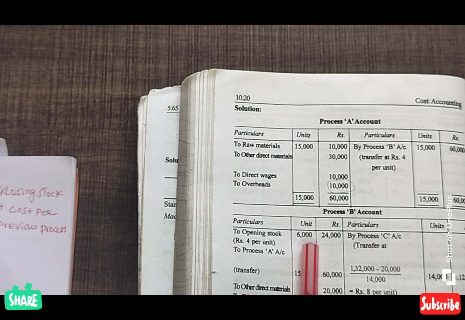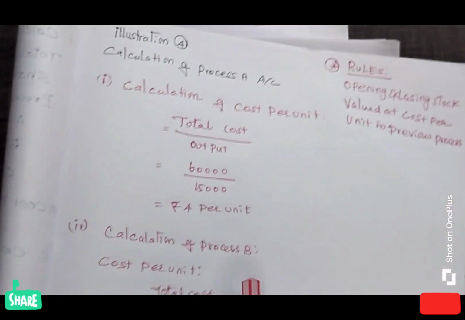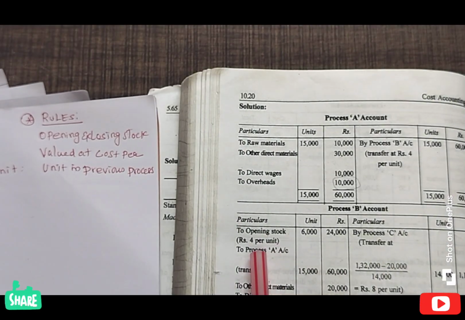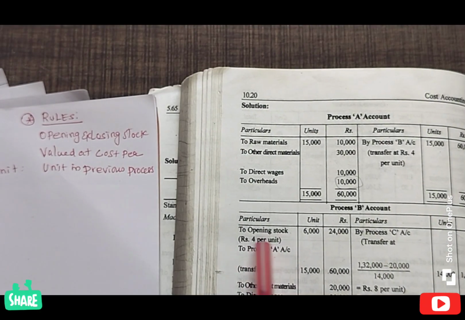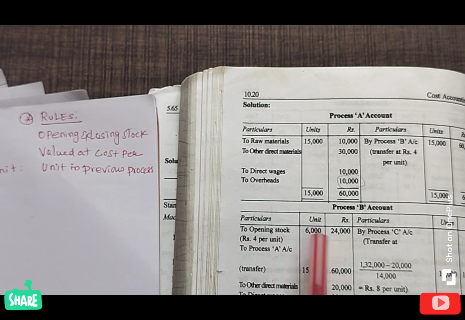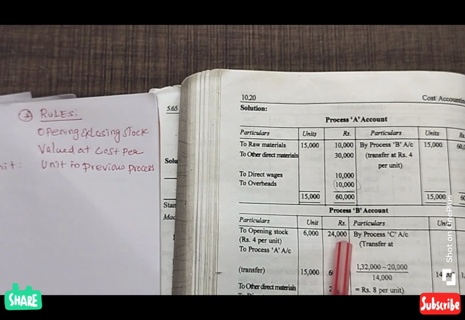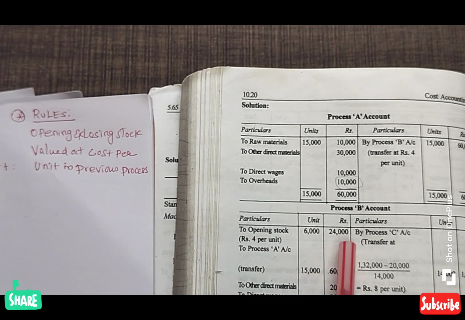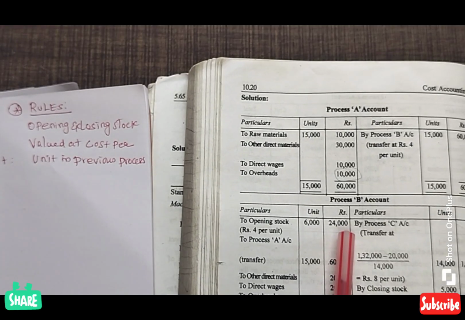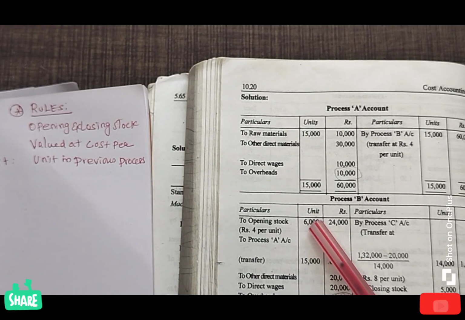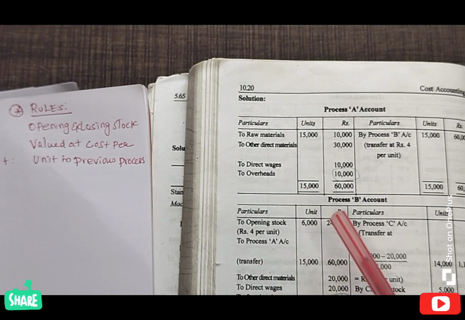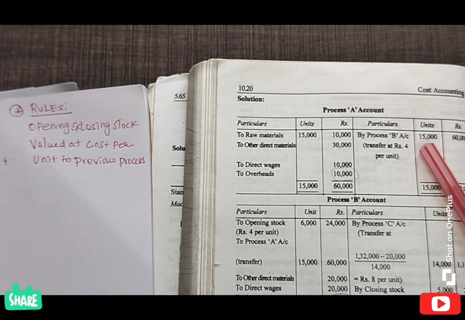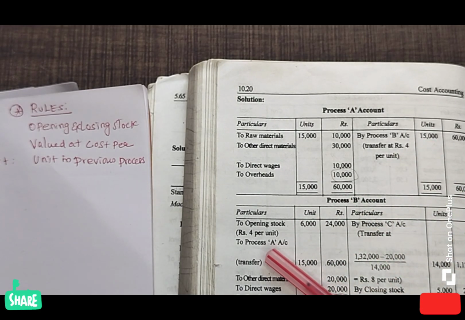6,000 units will be multiplied with the previous process cost per unit 4. 6 fours are 24. 6,000 into 4 are 24,000 rupees. So opening stock value is 24,000 rupees entered. After you enter the opening stock, then only you are going to transfer the output from the previous process into the current process as the input.